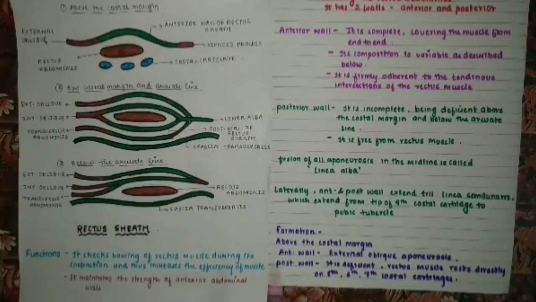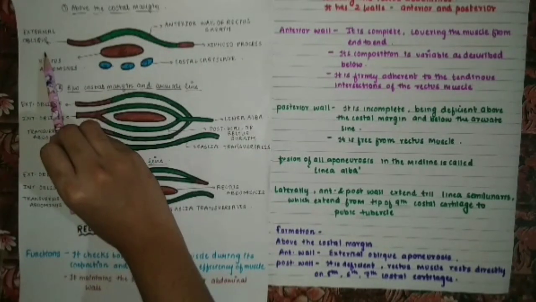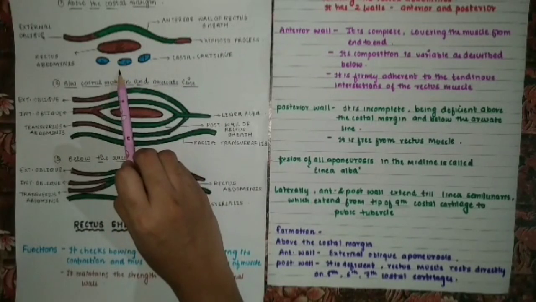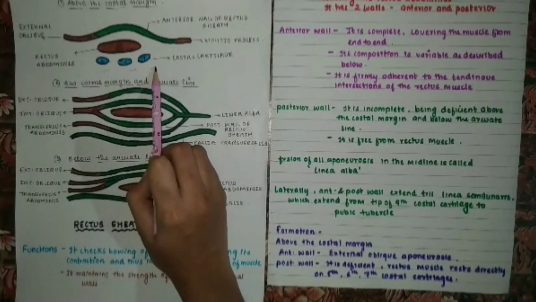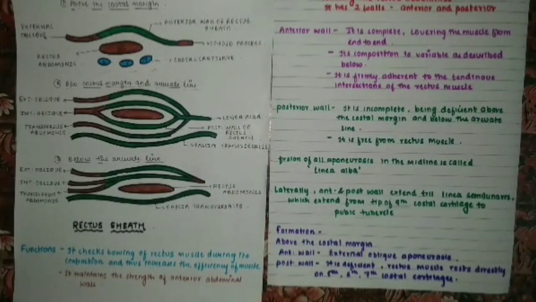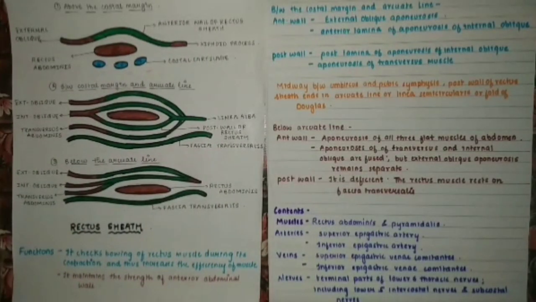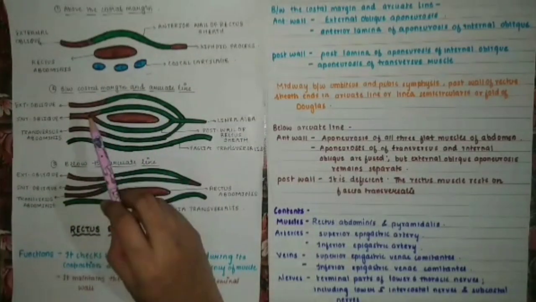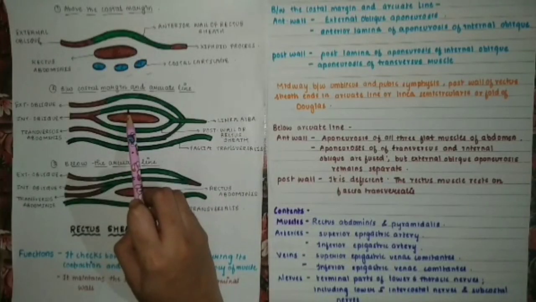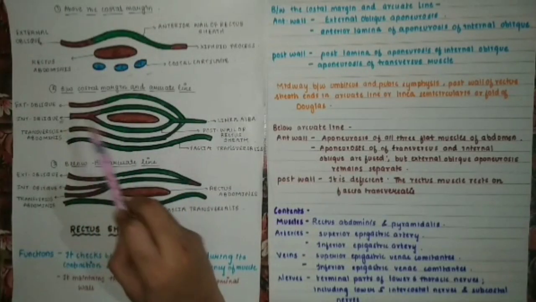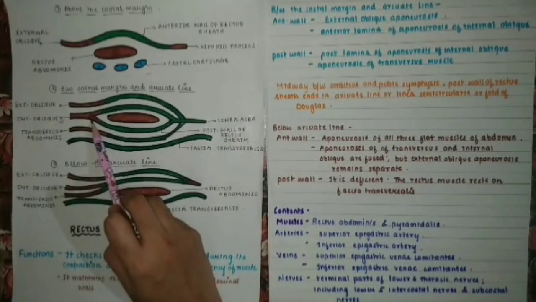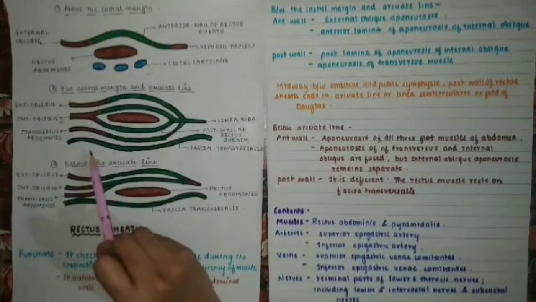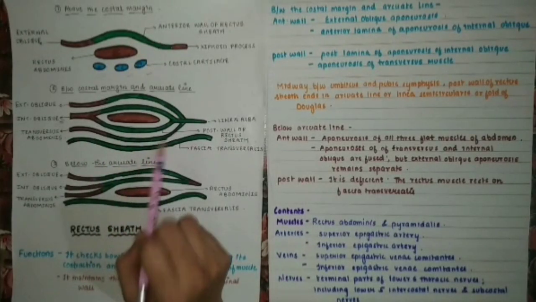As we can see in the diagram, anterior wall is formed by external oblique aponeurosis. Posterior wall is deficient. Rectus muscle rests directly on 5th, 6th and 7th costal cartilages. Between the costal margin and the arcuate line, anterior wall is formed by external oblique aponeurosis and anterior lamina of aponeurosis of internal oblique muscle. Posterior wall is formed by posterior lamina of aponeurosis of internal oblique muscle and aponeurosis of transversus abdominis muscle.